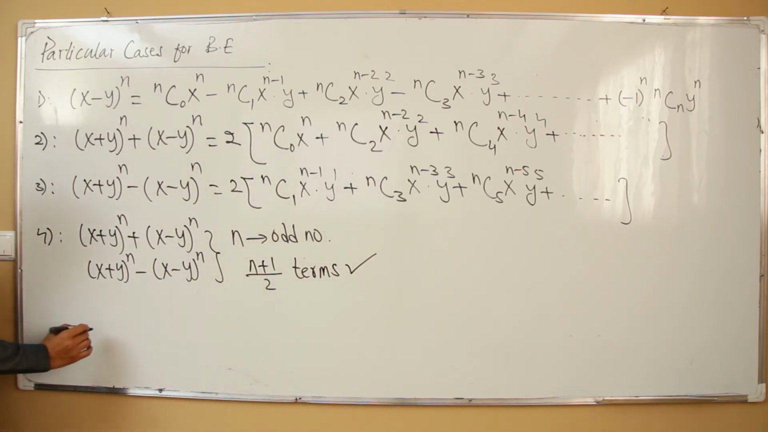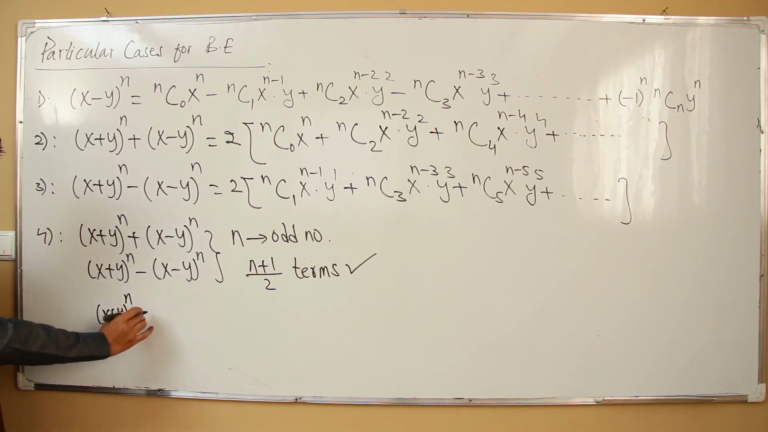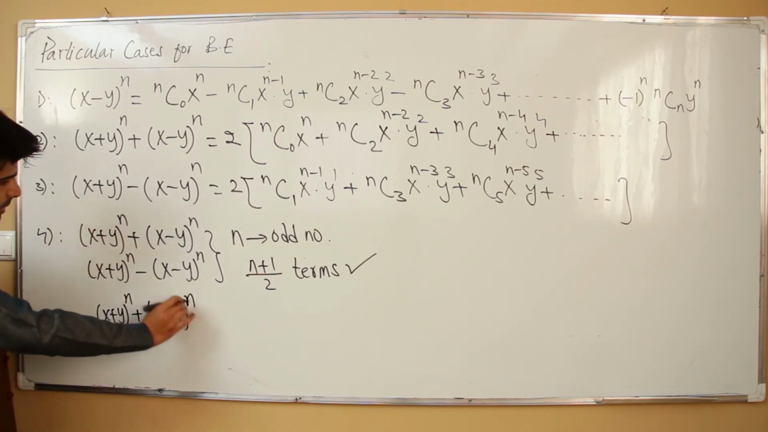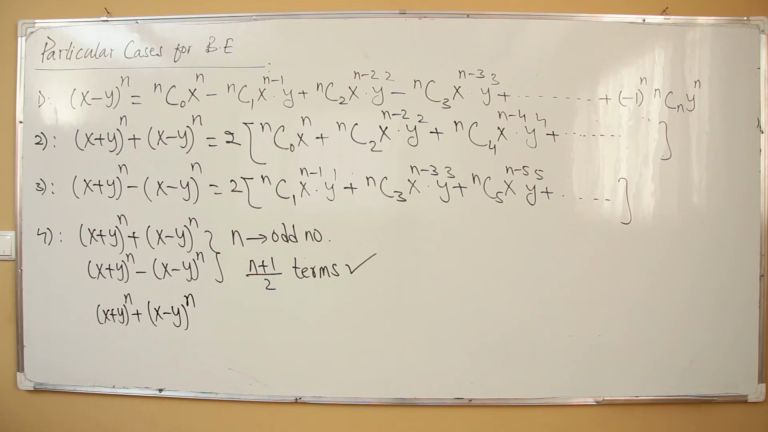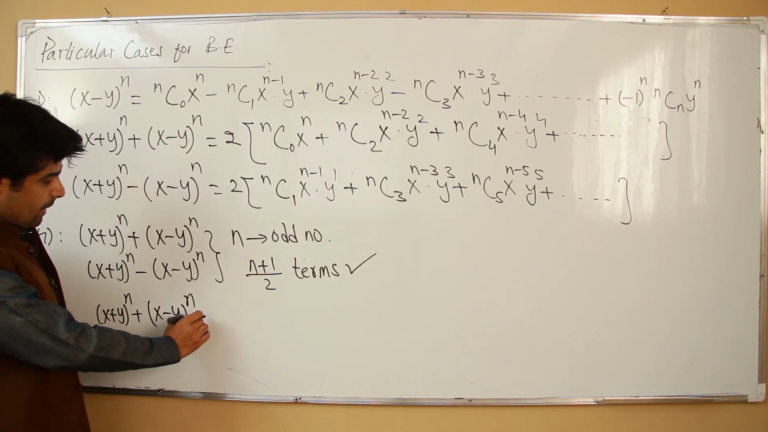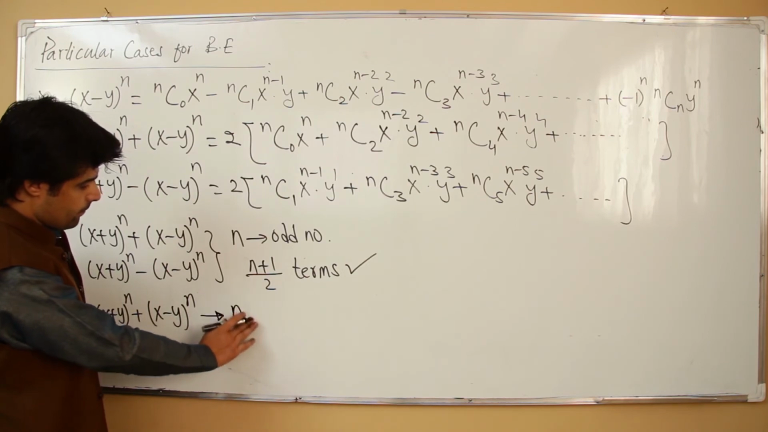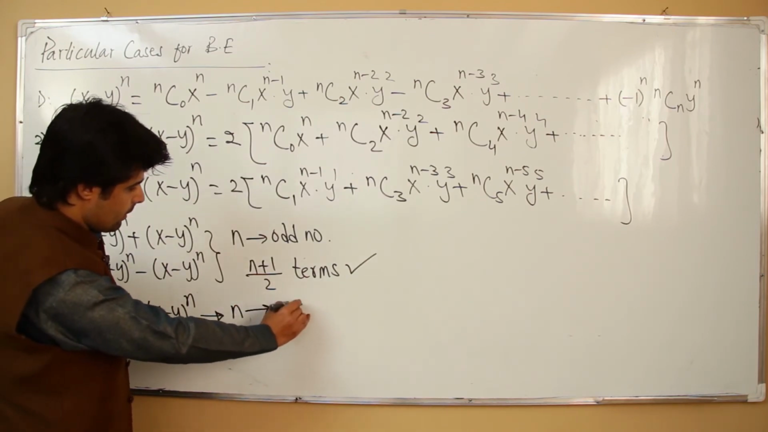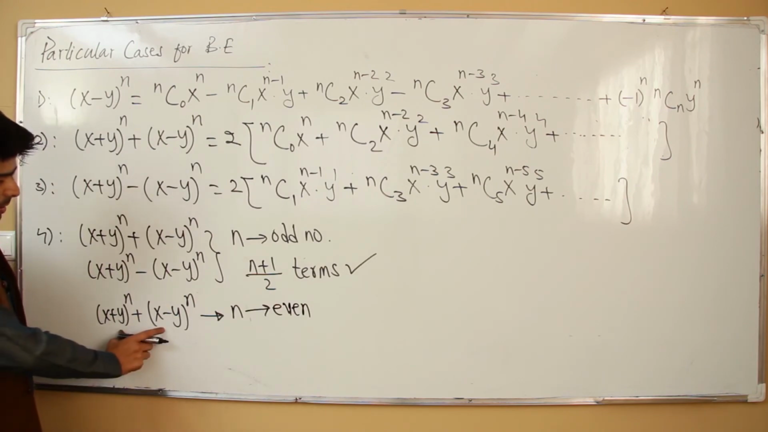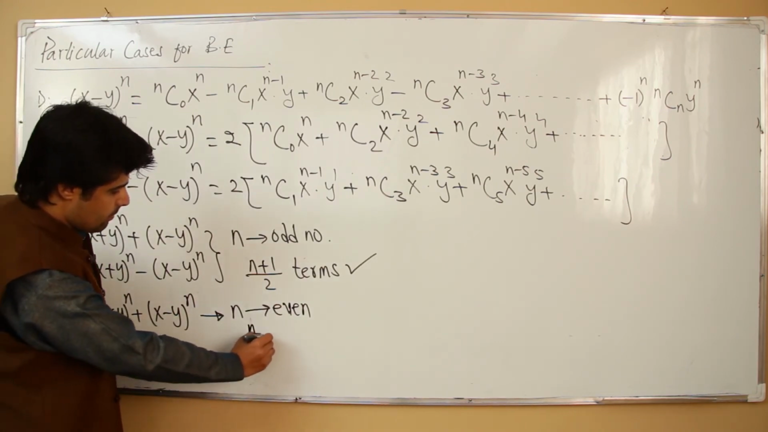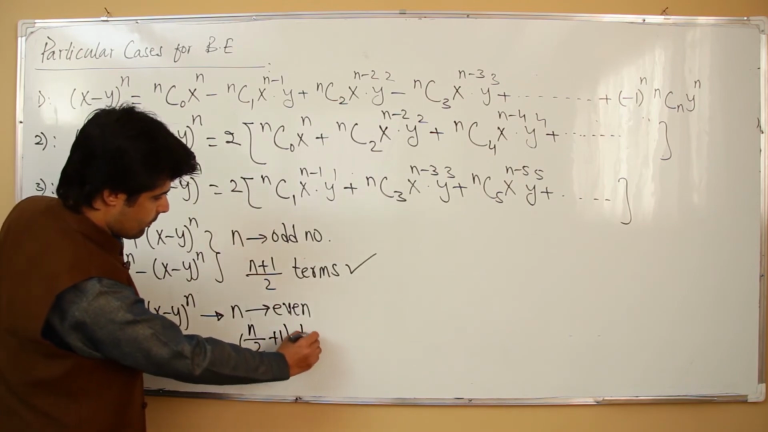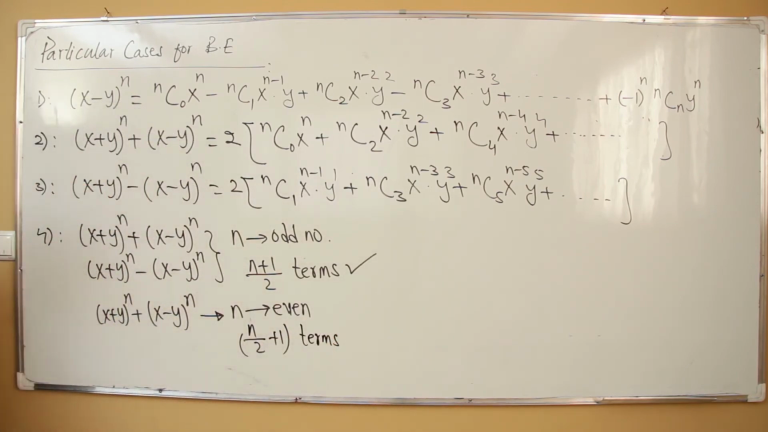Or in number 4, x plus y raised to the power n plus x minus y raised to the power n. If n is an even number, on that occasion, for this one you have n divided by 2 plus 1 terms. You have n divided by 2 terms.